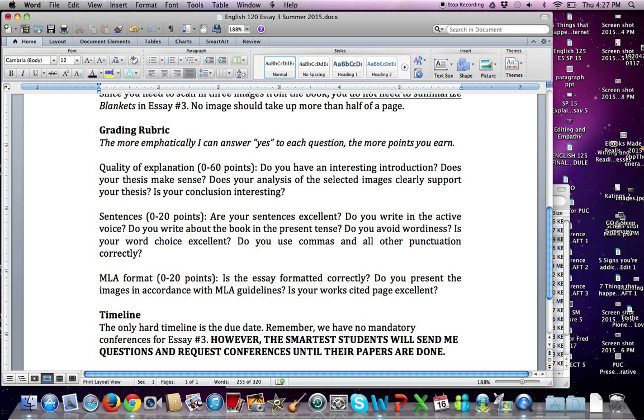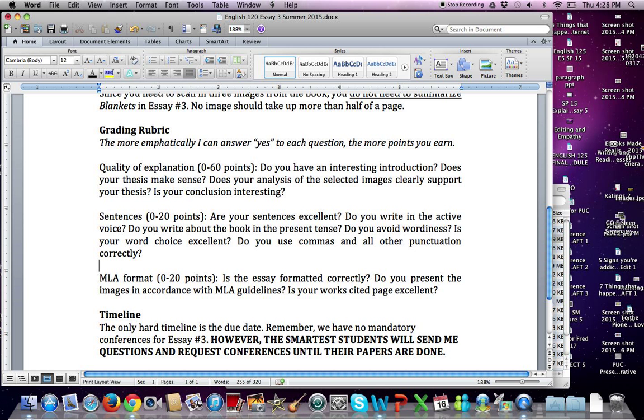Okay. MLA format. Is the essay formatted correctly? Do you present the images in accordance with MLA guidelines? So go to the Purdue OWL and see what you need to do to put in an image correctly. Obviously, you need to be in the right margin space, all that stuff. Do you need to cite it? And how do you cite it in text?